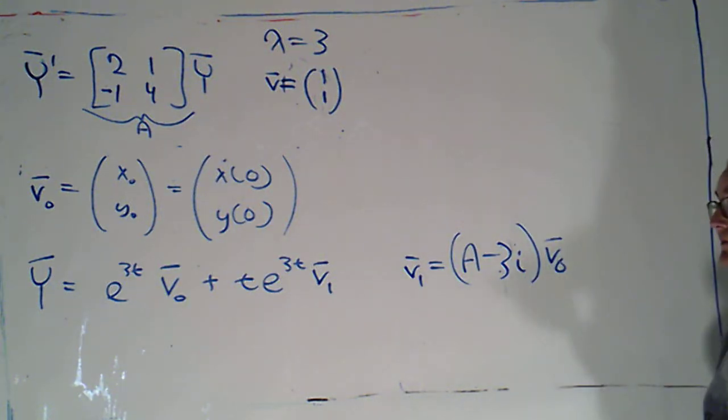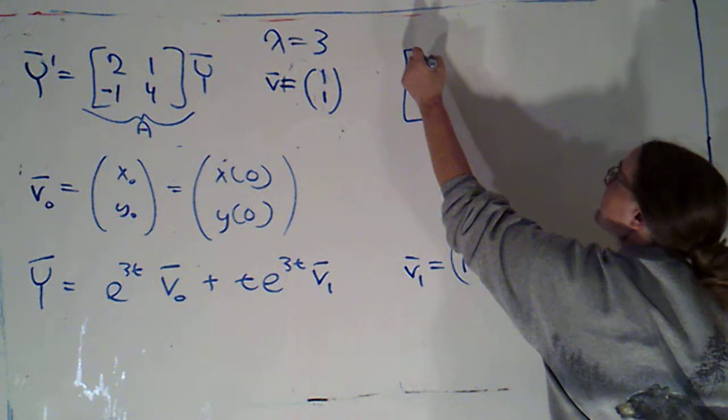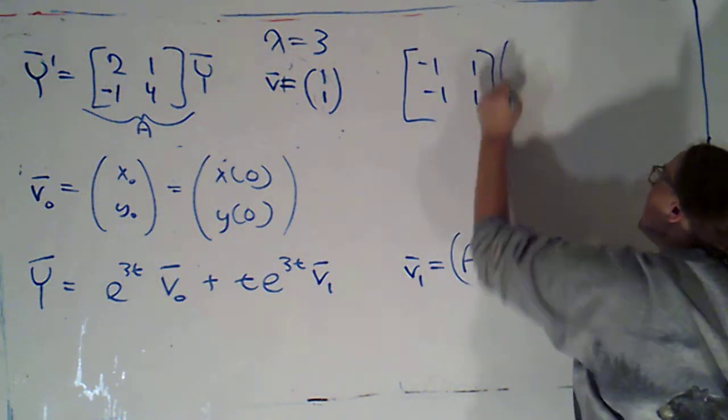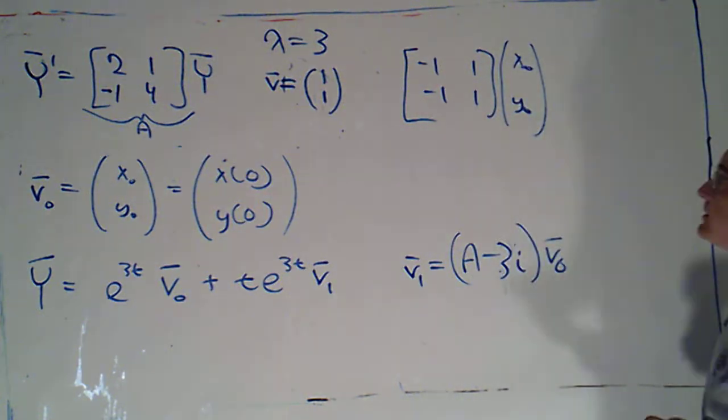times v naught. So let's go ahead and calculate what that is. A minus 3I, we had just worked with that. We said that was negative 1, 1, negative 1, 1. I'm going to multiply that by x naught, y naught.